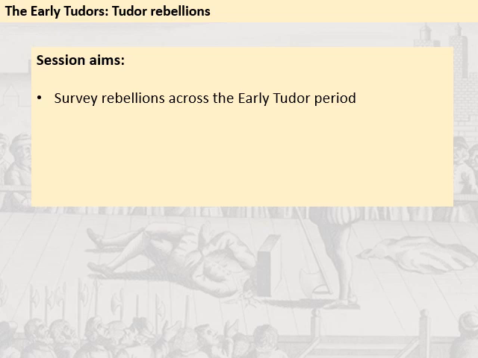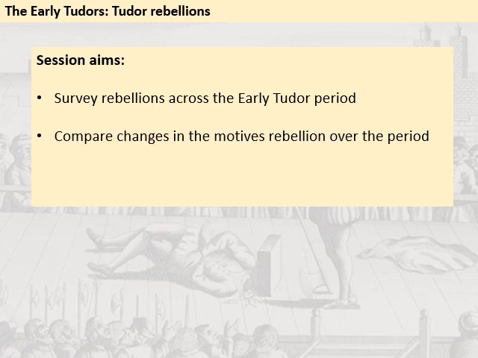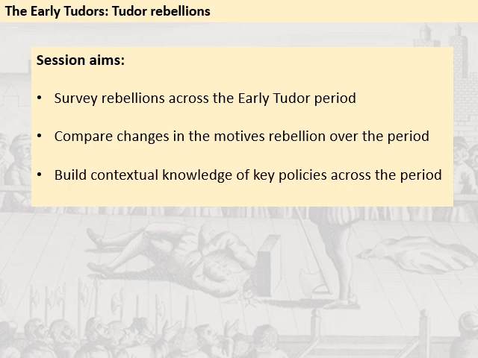So the aims of our session are to survey rebellions across the early Tudor monarchs' reigns, and in doing so we'll compare changes in the causes and motives of the rebellions across the period, and we'll also build our contextual knowledge of some key policies that sparked rebellion in these reigns.